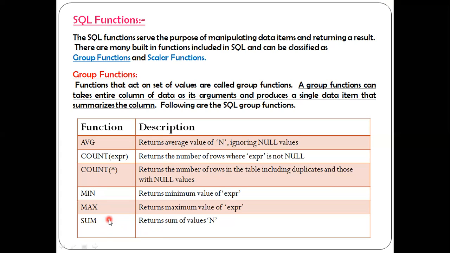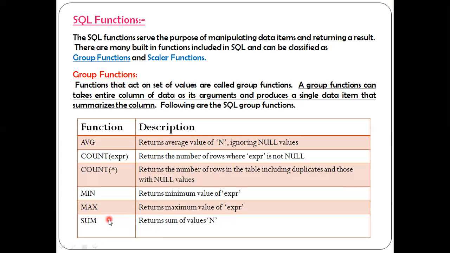Once again, AVG stands for average function. This is going to return an average value of n, ignoring null values. Second one, count of expression. This is going to return the number of rows where expression is not null. Most important: it must contain some value, then only it is going to be counted. If it does not contain, it won't count.